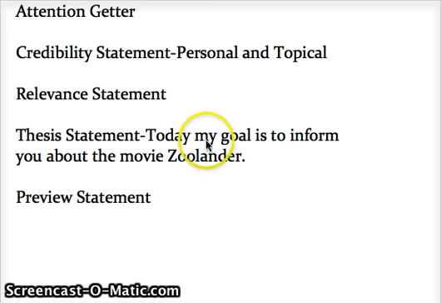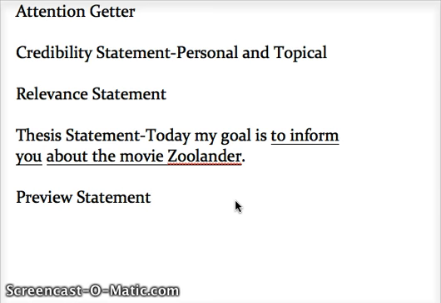Okay? So the three parts then are the to inform, you being the audience, and then the specific topic being about the movie Zoolander. Alright? You'll notice I didn't say, my goal is to inform you about movies. You notice I didn't say, my goal is to talk about movies. Right? That's not what we're trying to do. We're specifically trying to tell our audience, are we trying to inform them, or are we trying to persuade them or entertain them? Remember, those are the three main things we can do with a speech.